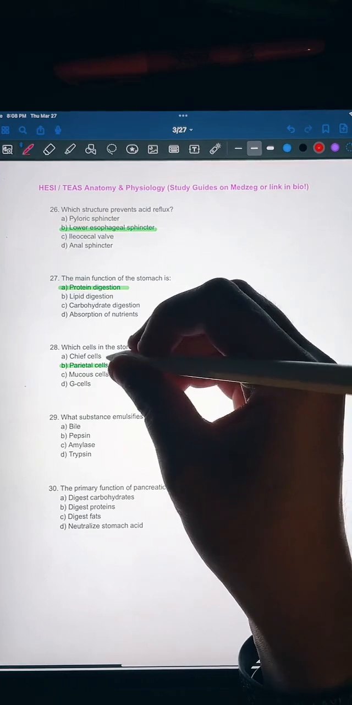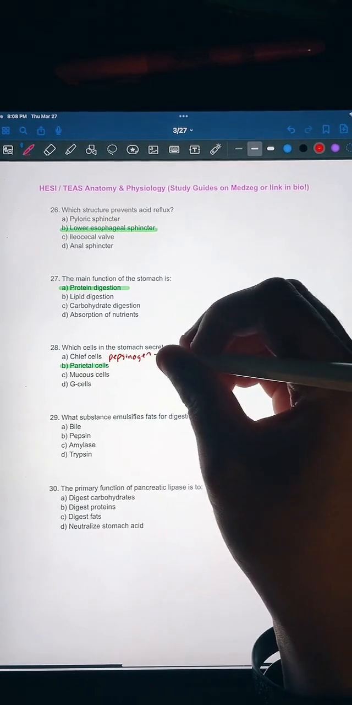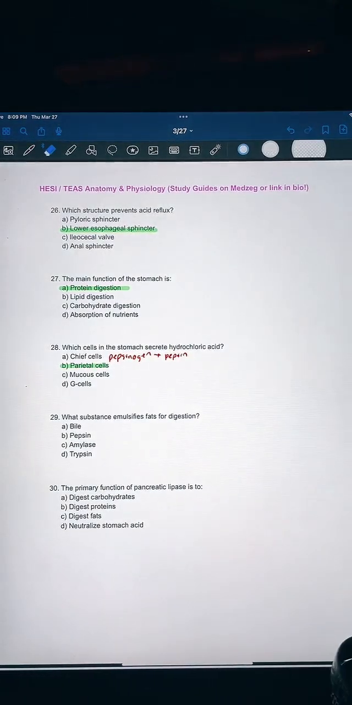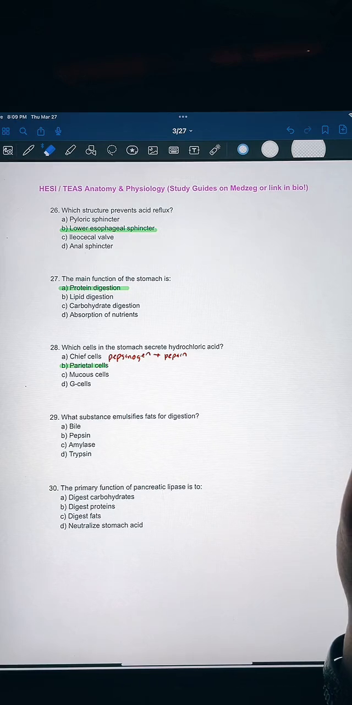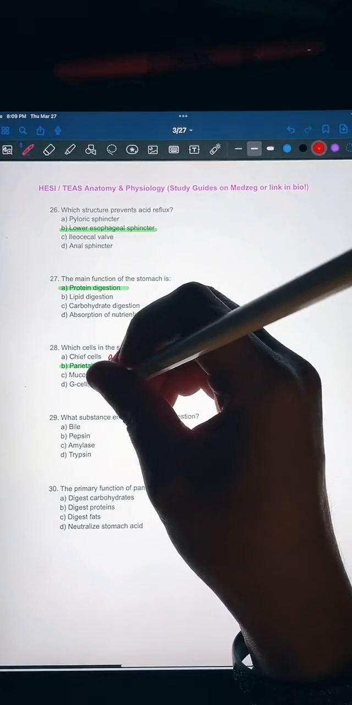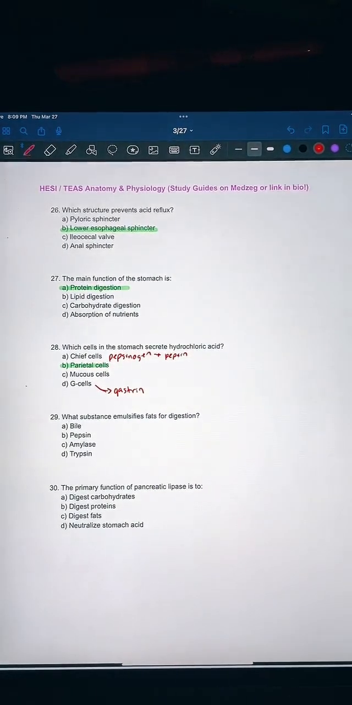Chief cells produce pepsinogen, which becomes pepsin when it gets activated by hydrochloric acid. And mucus cells secrete mucus to protect the stomach lining. G cells secrete gastrin.